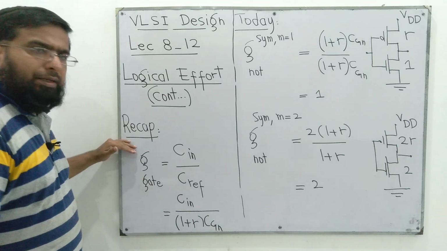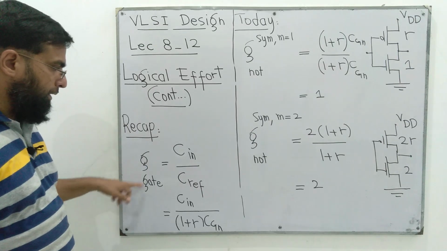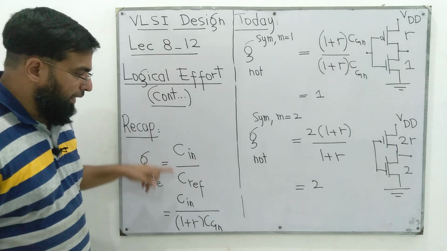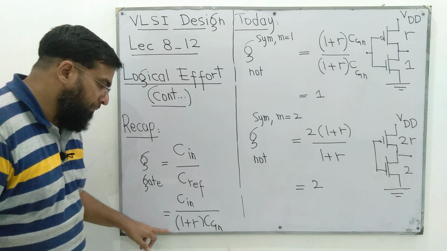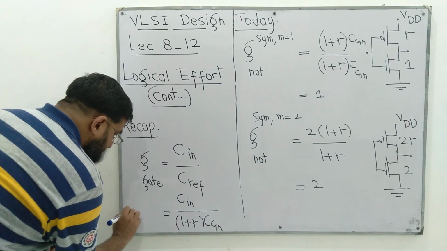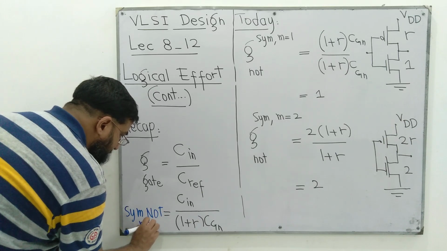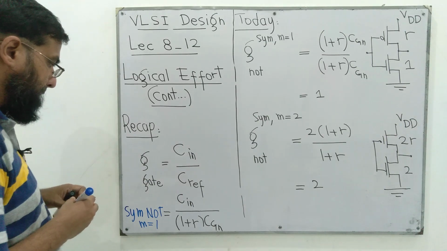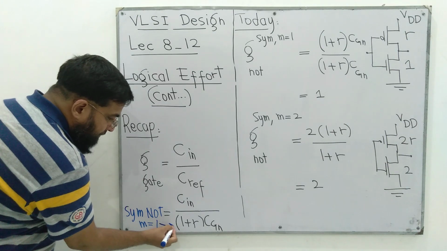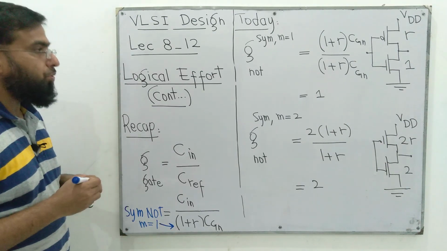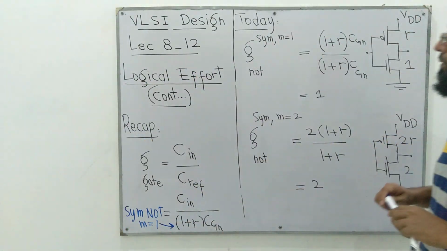Logical effort, which we studied in the last lecture, is defined for a gate. It is the input capacitance of that gate divided by the reference capacitance, where the reference capacitance is from a symmetric NOT with M equal to 1. The capacitance in the denominator comes from a symmetric NOT whose M is equal to 1. Scaling factor is 1.